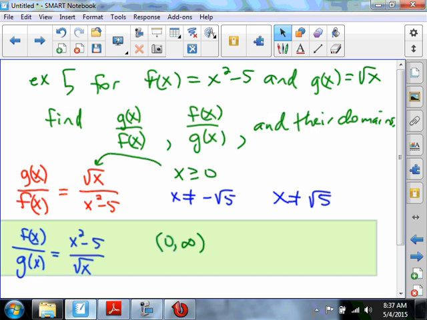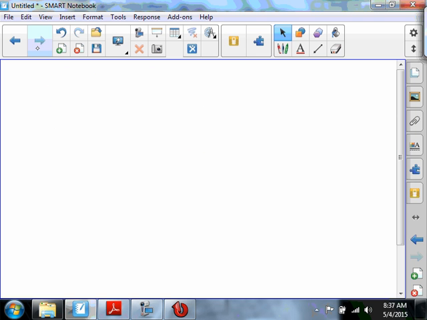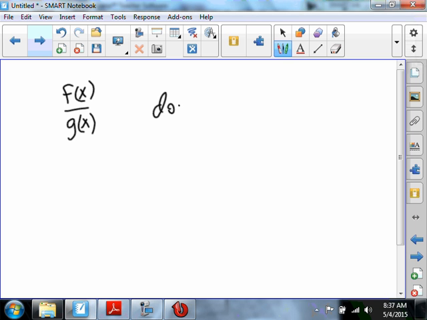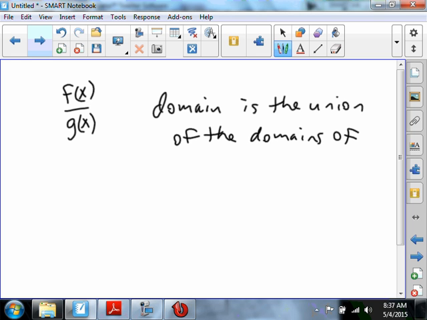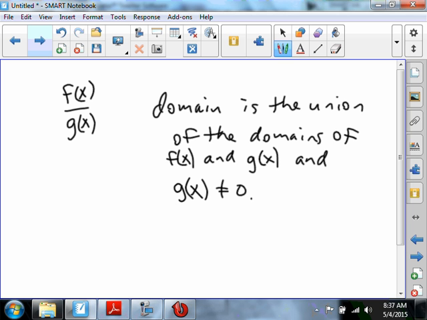So the deal is, if we have f of x over g of x, the domain is the union of the domains of f of x and g of x, and g of x not equal to 0. Who could tell me why g of x is not allowed to equal 0? Because it's in the bottom, and what happens if you have 0 in the bottom of a fraction?